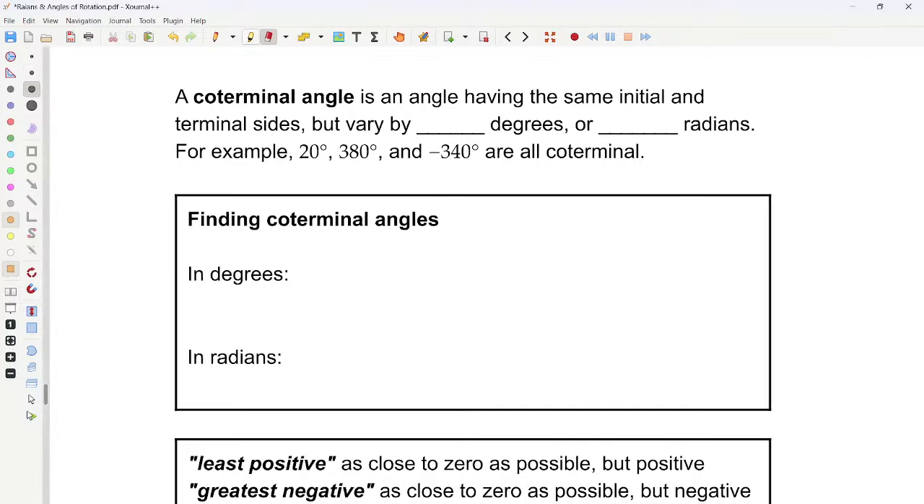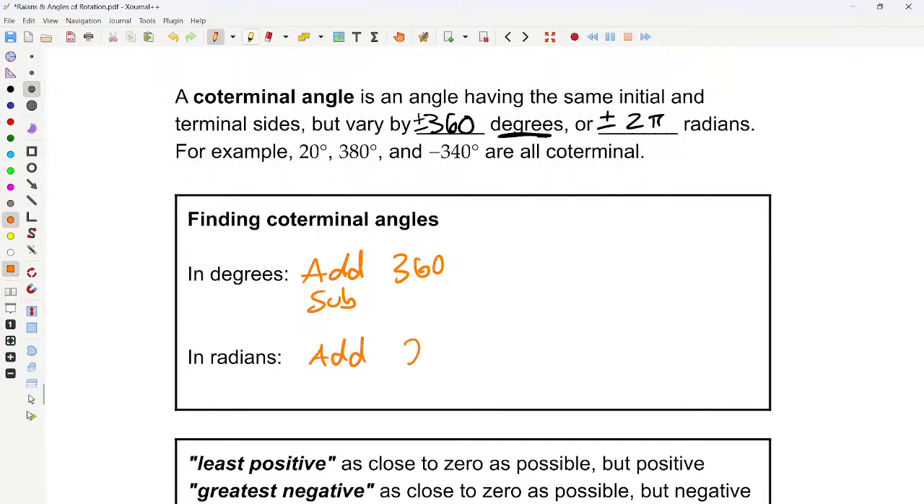In degrees, bottom line, in case anyone did write the opening paragraph: coterminal angles have the same initial and terminal side, but vary by either adding or subtracting 360 degrees or adding or subtracting 2 pi radians. So if you're just getting to the main point, you add 360 or subtract 360. You add 2 pi or you subtract 2 pi. That's it. I don't know how else to say it.